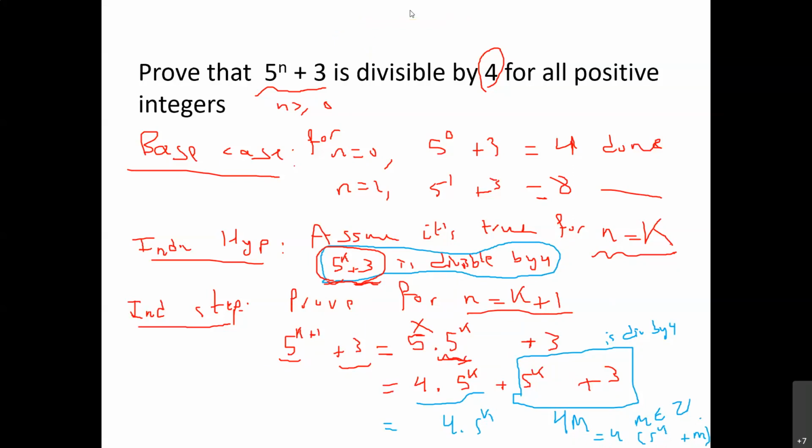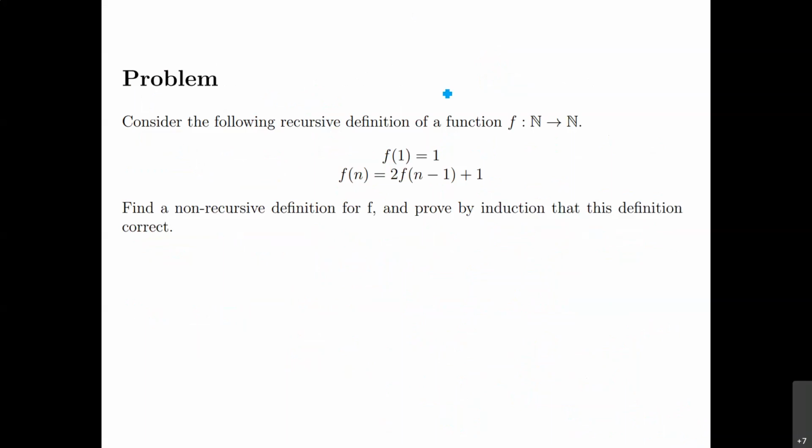Okay. Any questions so far about simple induction? Okay. Let's try one more with a different idea. Consider the following recursive definition of a function. F of 1 equals 1. F of n is 2 times f of n minus 1 plus 1.